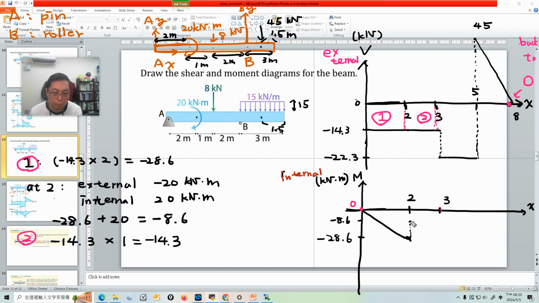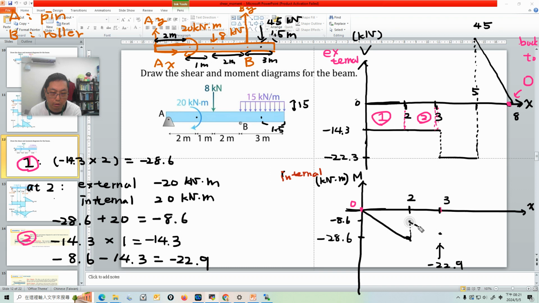At position 2, we are right now at minus 8.6, and now we have to add this value to get to position 3. So it's minus 8.6 and add minus 14.3, so it will become minus 22.9. So this will be here, very close here. This is rectangular, so it's a steady decrease because it's negative.